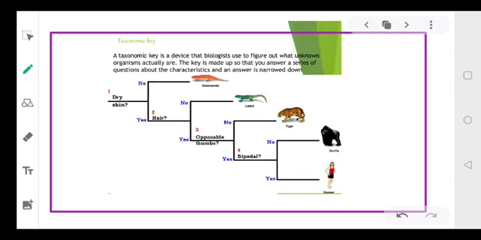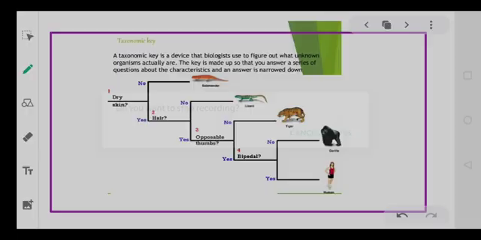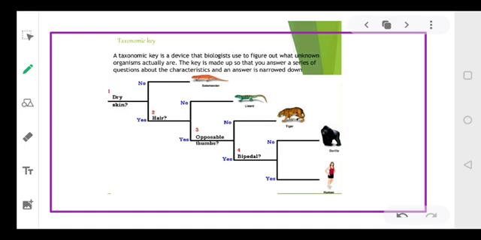Then the last is a taxonomic key. A taxonomic key basically helps a biologist, a scientist, to figure out what various features the organism has. Let's have an example I have pasted here. Dry skin.